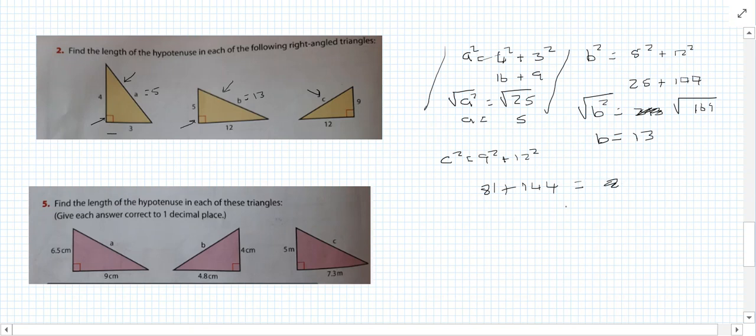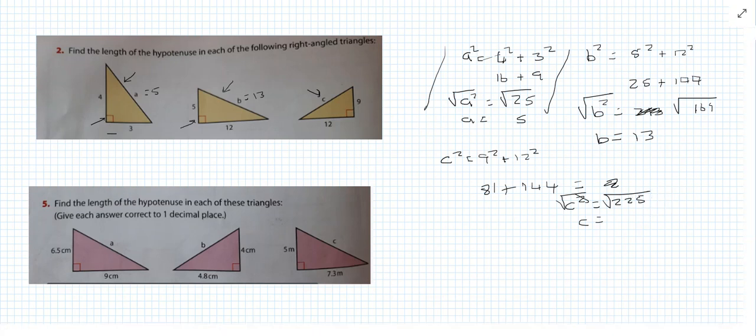So what we're saying then is that c squared is equal to 225. We get the square root of this and the square root of this. That cancels out with the 2. So c is equal to the square root of 225, which is equal to 15. So c in this case is equal to 15.